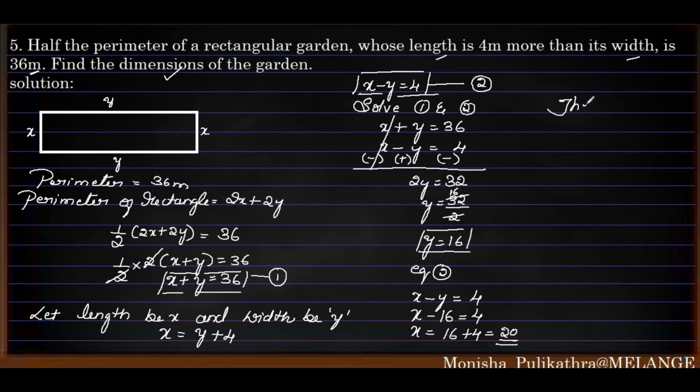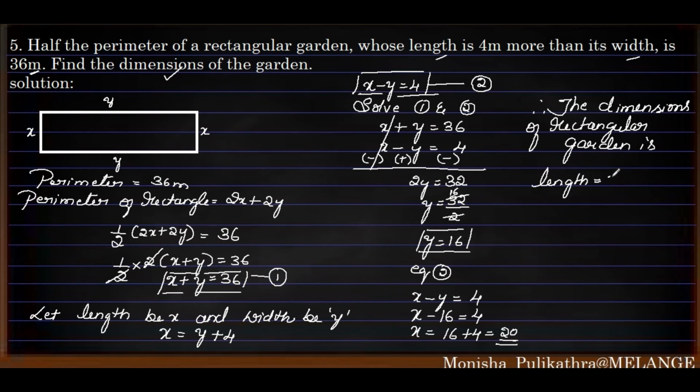So the dimensions of a rectangular garden are, length is x, which is equal to 20 meter, and width or breadth, so width is equal to y, which is equal to 16 meter. In the question they have given length is 4 more than the breadth.